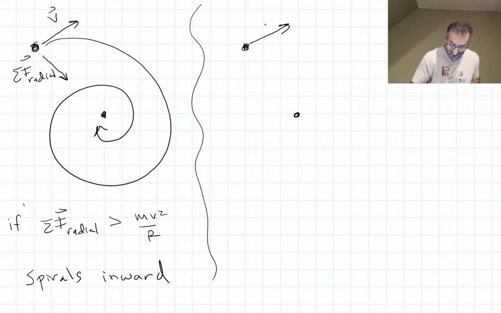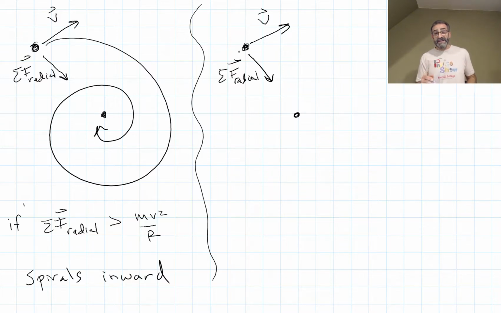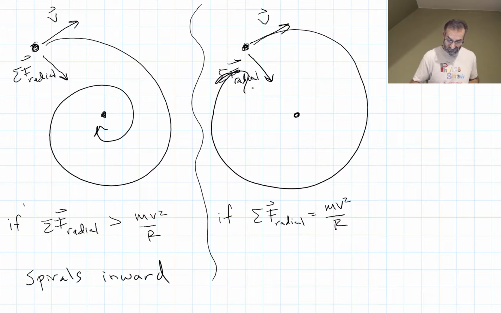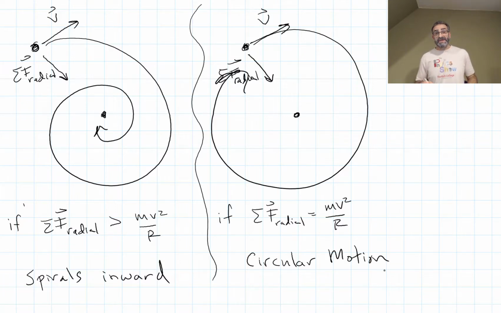If we have our object moving with speed v and there's a net force in the radial direction, and the net force in the radial direction happens to be just right, and it equals the special value mv squared over r, what happens to our object? Circular motion. Our object moves in a circular path.